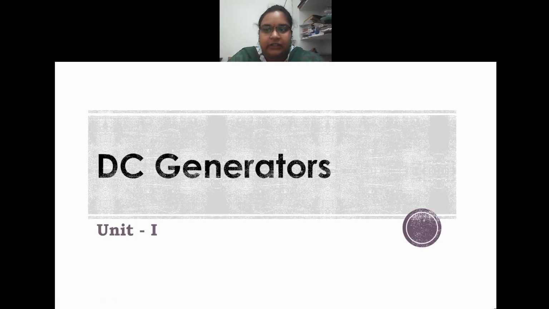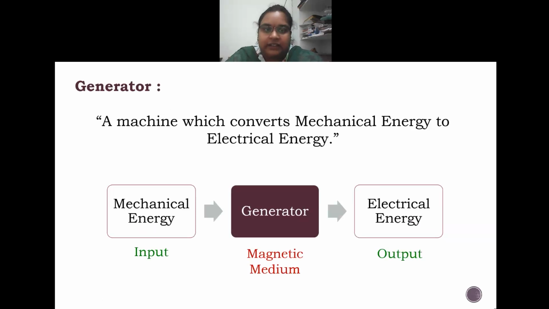First, we need to understand what a generator is. The basic definition of a generator: a generator is a machine which converts mechanical energy into electrical energy. It takes input as mechanical energy and converts it into electrical energy. This conversion process of mechanical energy to electrical energy is done in a magnetic medium. This machine is what we call a generator.